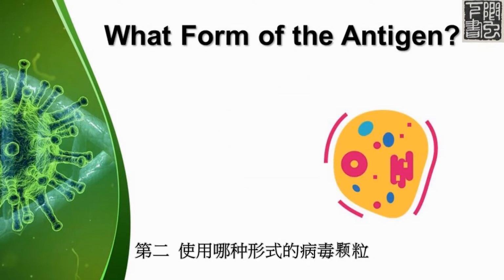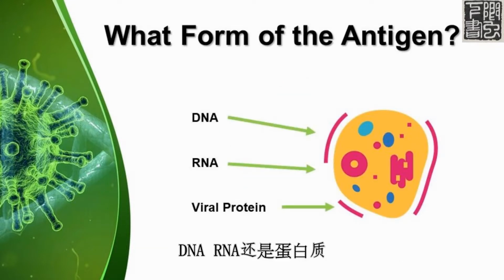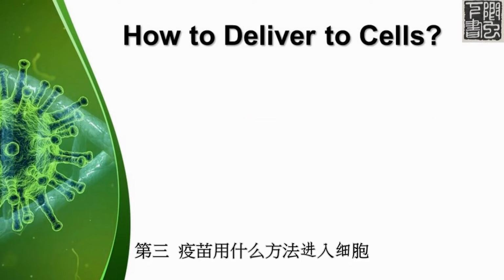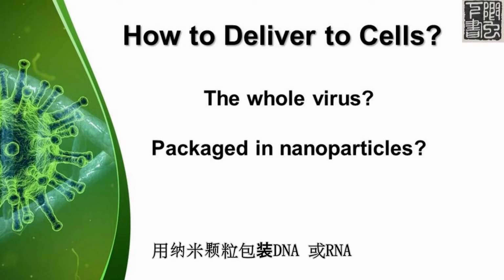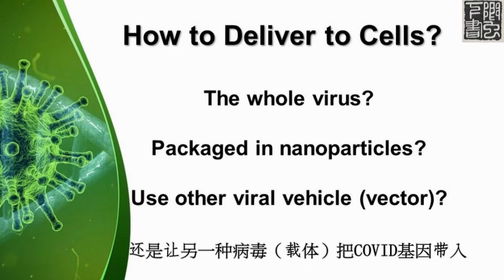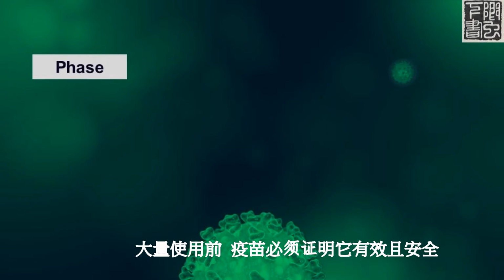Second, which form of the viral particle does the vaccine contain? Viral DNA, RNA, or protein? Third, how does a vaccine enter the cell? As whole COVID viruses, packaging the COVID genetic material in nanoparticles, or have the COVID gene piggyback onto another virus or vector. Before commercial use, a vaccine needs to demonstrate that it is effective and safe in clinical trial.